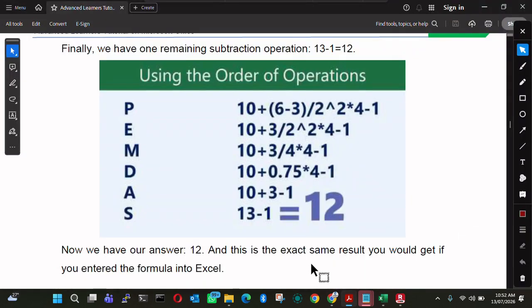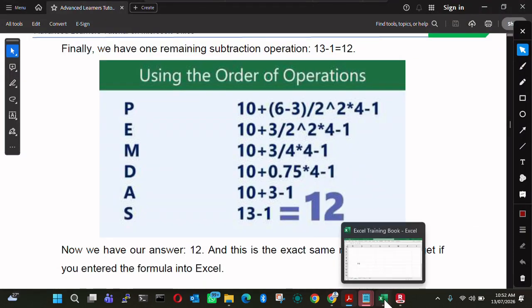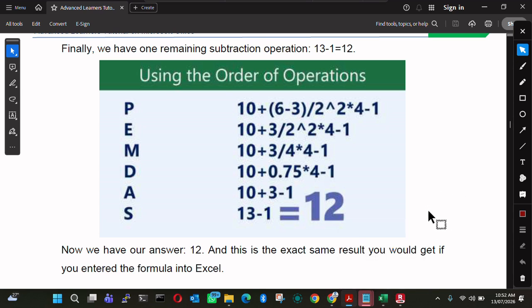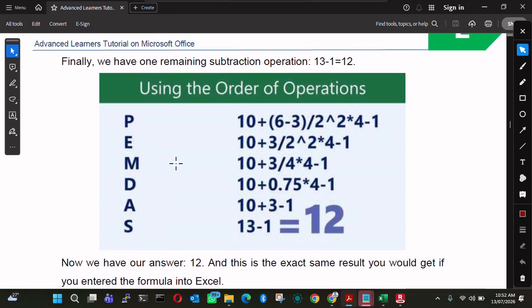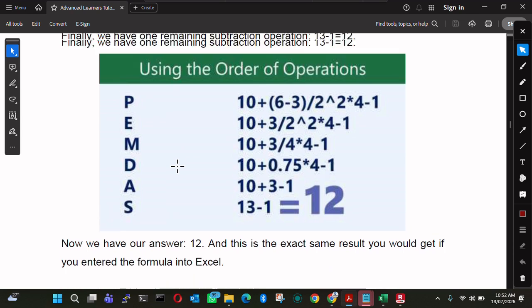Okay, let me quickly teach this before we go straight to functions. So PEMDAS stands for parenthesis.